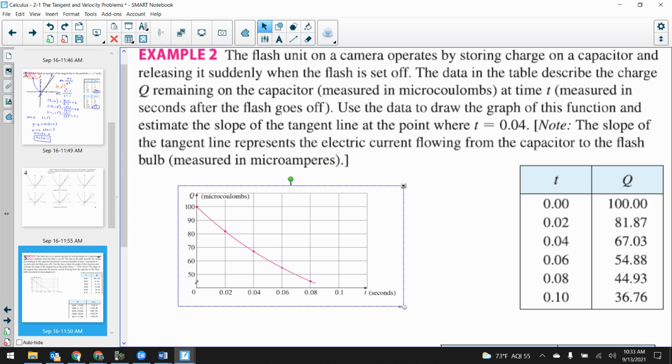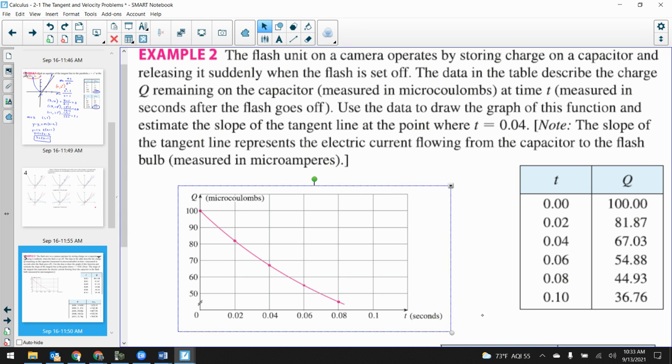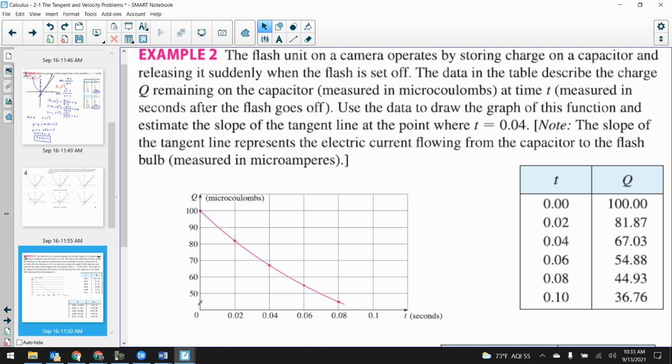I'm going to be a little cheater pumpkin eater here. There's my graph. Done. There's my graph of that table. Okay. What we're saying here is that at 0.04, what is the instantaneous change? What is the instantaneous change of release of electricity to the flash bulb? Okay? The instantaneous change is going to be the slope of the tangent.